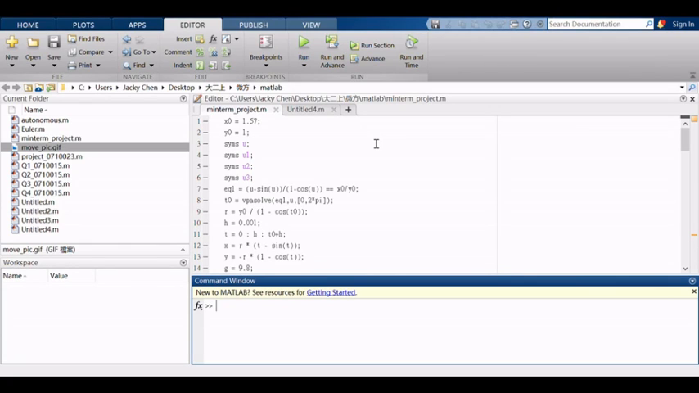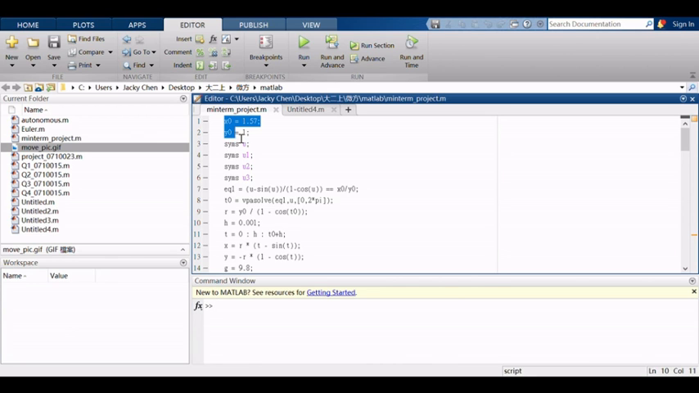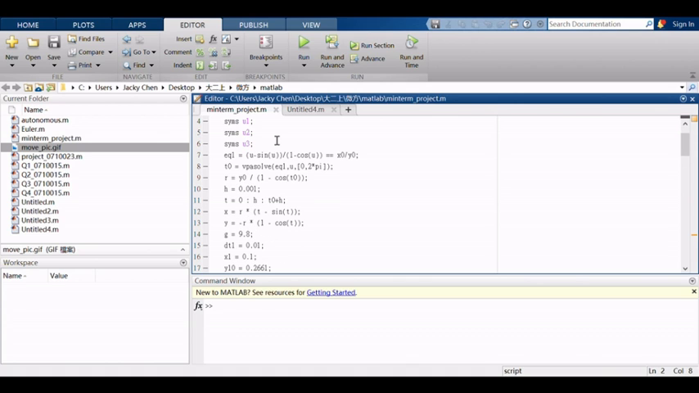Right now, I will start to talk about the MATLAB code. As you can see, x0 and y0, I let them be the endpoint of the cycloid. And we use equation 1 to solve the end radian of this cycloid. And also, we use the endpoint y0 to solve the radius of this cycloid.